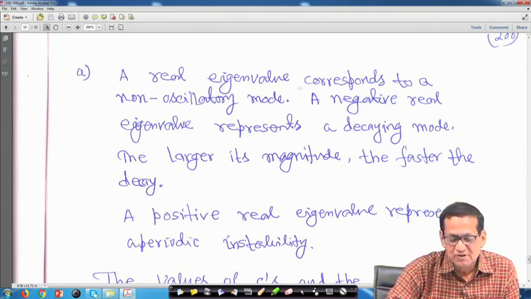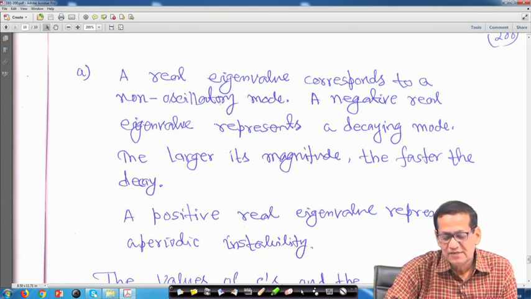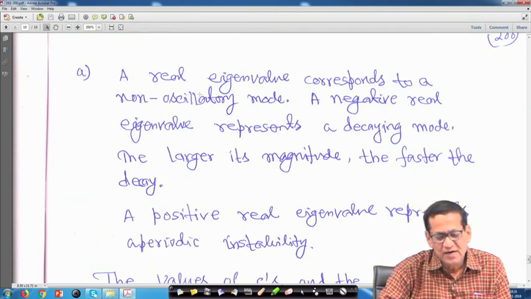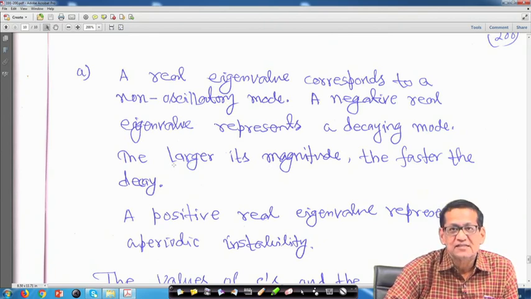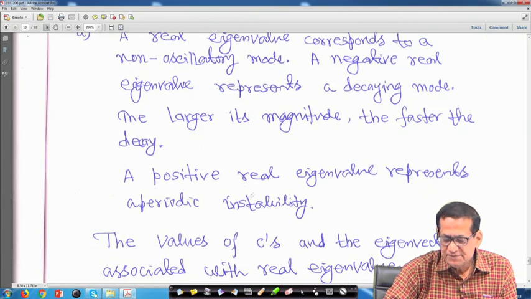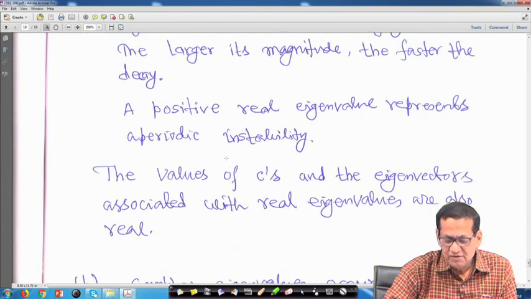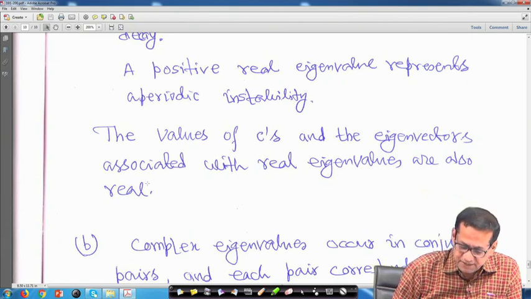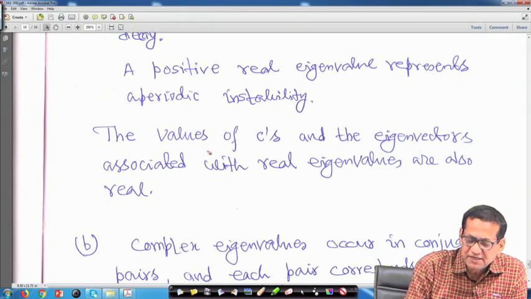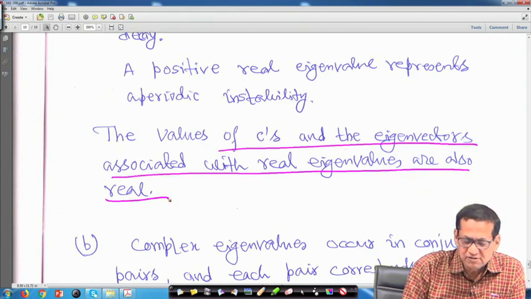A real eigenvalue corresponds to a non-oscillatory mode, and a negative real eigenvalue represents a decaying mode. The larger its magnitude, the faster the decay. A positive real eigenvalue represents aperiodic instability. The values of the constants C and the eigenvectors associated with the real eigenvalues are also real. So, one or two things you have to keep in your mind: the values of the C's and the eigenvectors associated with the real eigenvalues are also real.